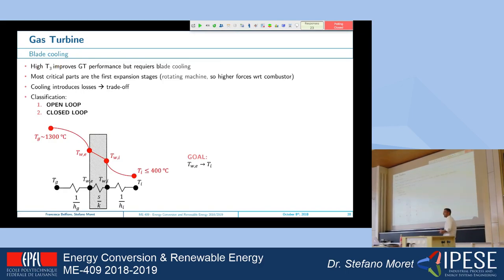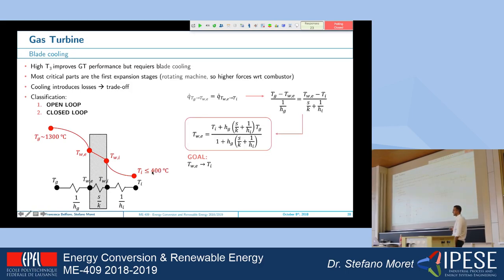So as I told you, a key aspect is that if you want to increase temperatures, you need to cool the blades. Because the blades, of course, have limits of a material, otherwise they might melt. So your idea here is that if you have internally a gas at a given temperature, this is the blade wall, this is the blade, and this is the external temperature, let's say. What you want to do is possibly to find measures to bring this internal temperature of a blade as low as possible and possibly equal to Ti.